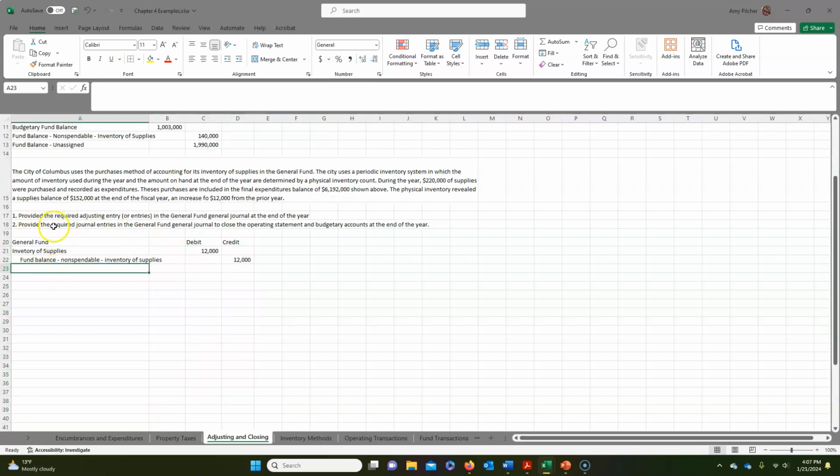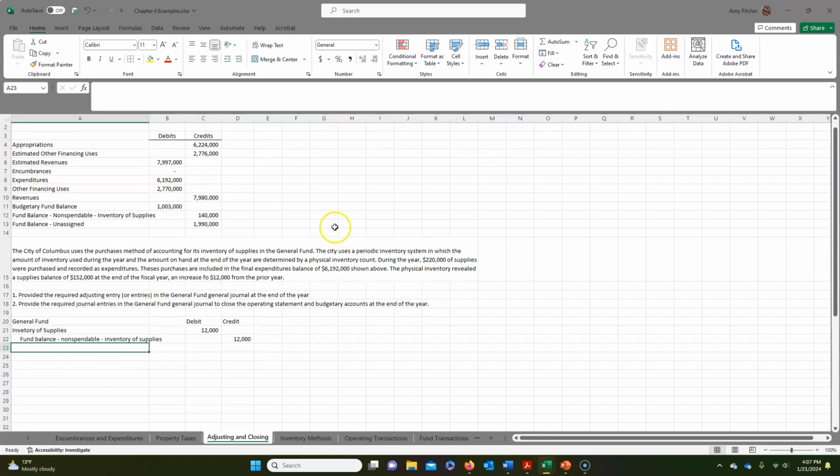So then in 2, it says provide the required journal entries to close the operating statement and budgetary accounts at the end of the year. So we're going to close these accounts here to the appropriate amounts. So when we're looking at estimated revenues, budgetary fund balance, first we have, in our general fund, appropriations that we recorded. Just copy these amounts down.